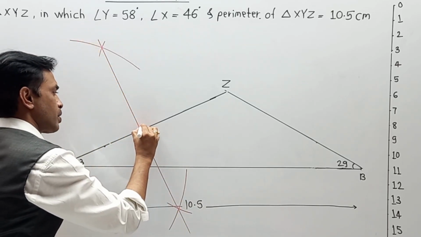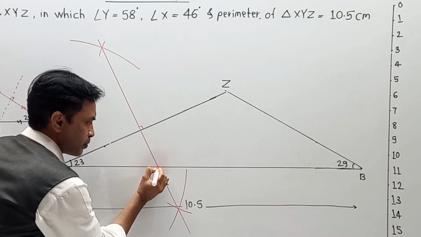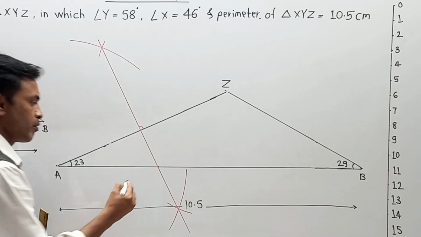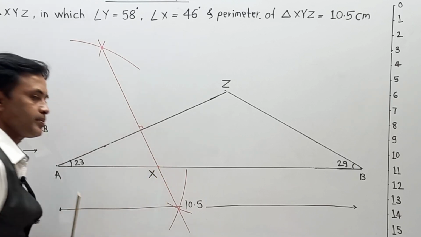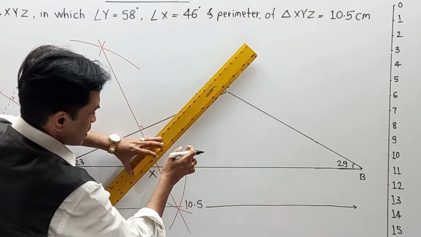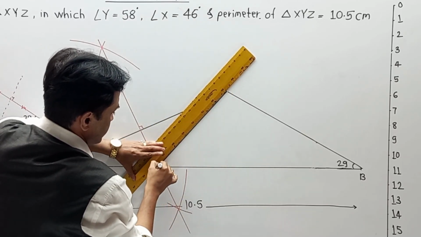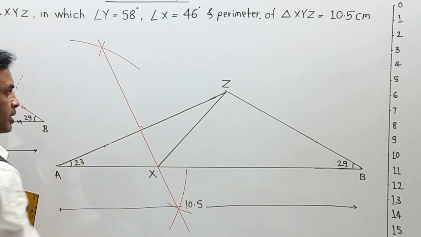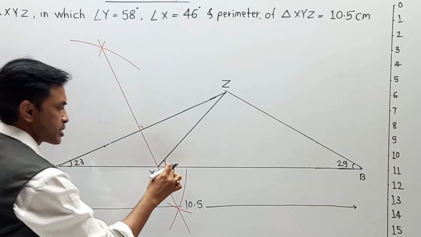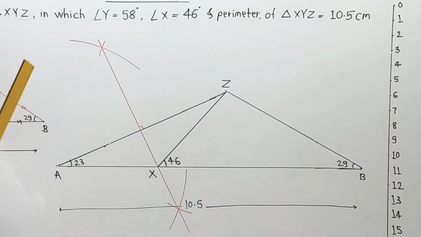And here you have drawn the perpendicular bisector on AZ. It touches your first original triangle base side, and that is nothing but the position of X. Now we have to just join XZ over here. So just join X with Z, and automatically your angle ZXA is double of this 23, which means it is 46 as per the given condition.